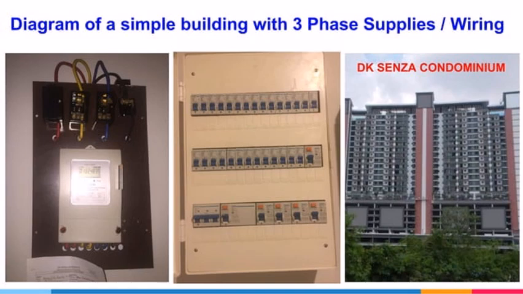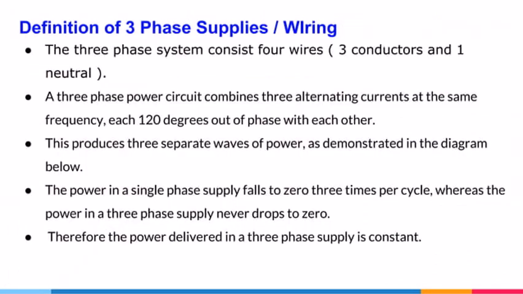So this is an example for the three-phase supply. Three-phase supply consists of four wires. Three are used as conductors and one is used as the neutral. A three-phase power circuit combines three alternating currents at the same frequency, which are separated by 120 degrees from each other.